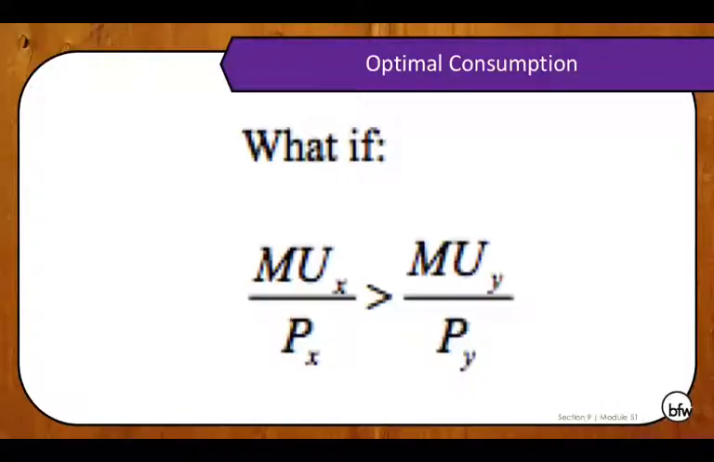This requires that you decrease your consumption of Y. But what happens to the marginal utility of X when you consume more? The marginal utility of X falls. And as you consume less of good Y, the marginal utility of Y increases. So as you consume more of X, you consume less of Y, and this kind of reshuffling will cease when the MU of X divided by the price of X is equal to the MU of Y divided by the price of Y. Thus, when the ratios are equal again.